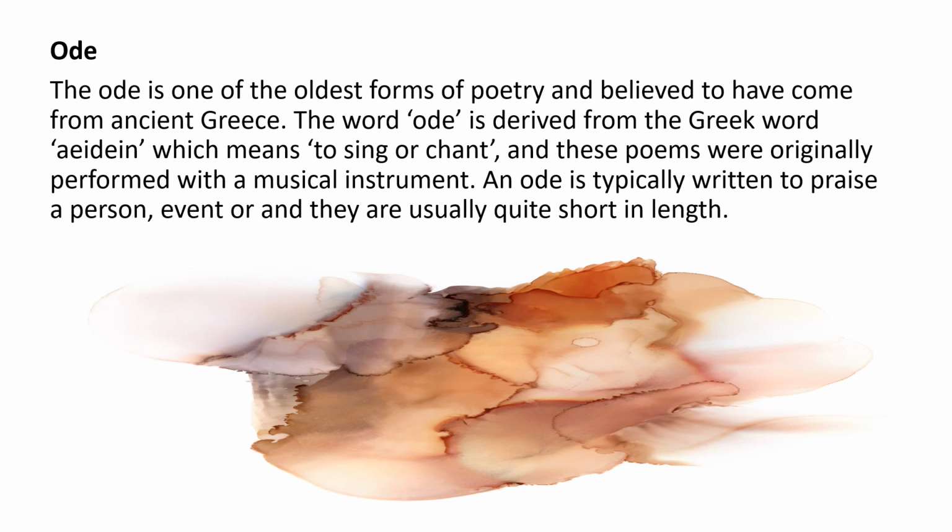Ode. Ode is one of the oldest forms of poetry and believed to have come from ancient Greece. The word ode is derived from the Greek word aidein, which means to sing or chant. These poems were originally performed with a musical instrument. An ode is typically written to praise a person, event, or thing, and they are usually quite short in length.